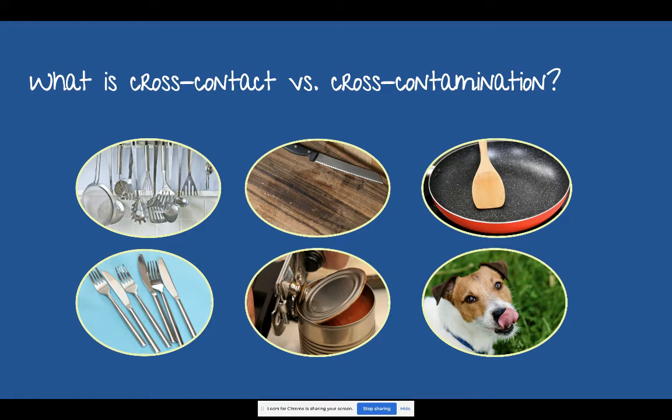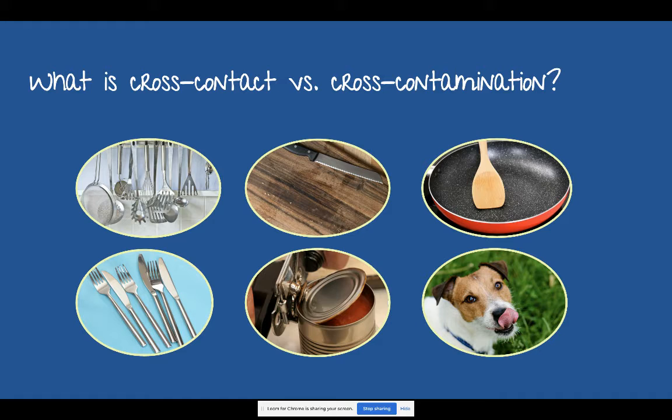What is cross-contact versus cross-contamination? Let's talk about the differences. Cross-contamination involves viruses or bacteria that make a food unsafe to eat. Cross-contact, on the other hand, occurs when the food proteins are mixing together after coming into contact briefly. Even microscopic amounts can cause allergic reactions.